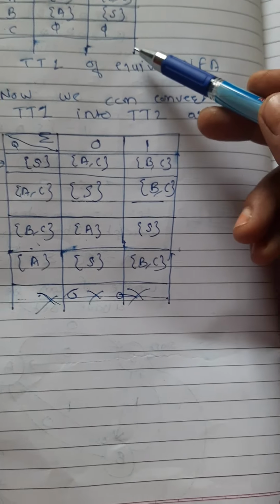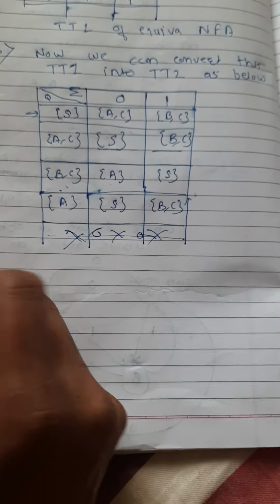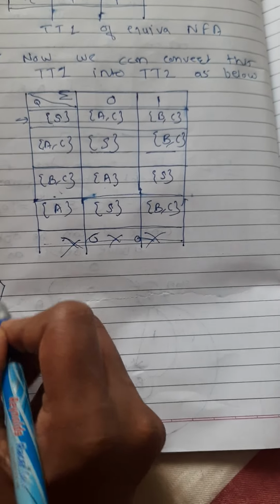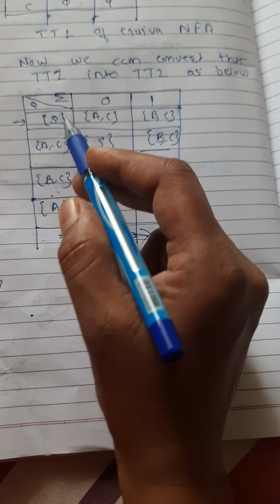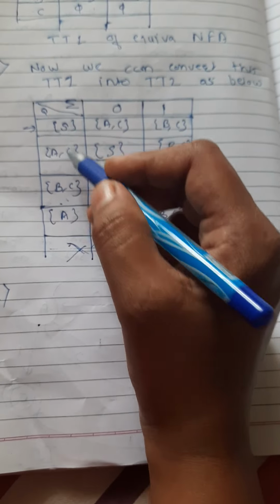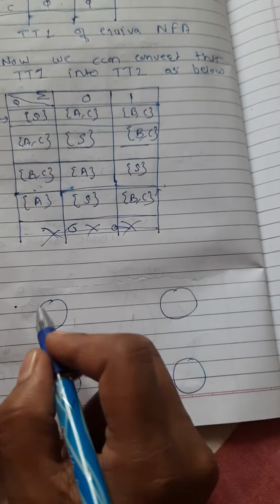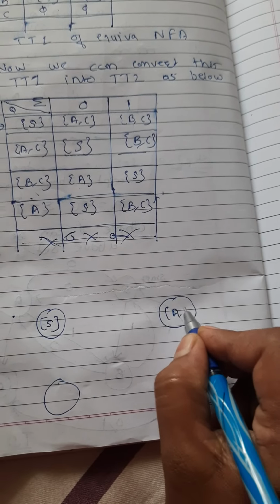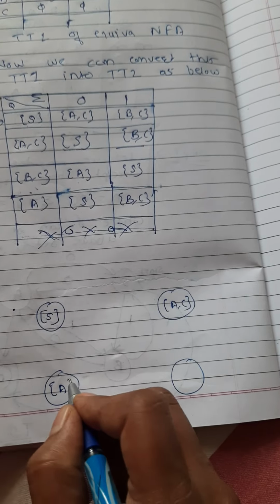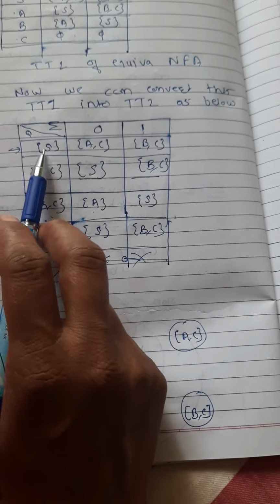This way we converted transition table 1 into transition table 2 by using the subset construction method. Now just obtain the diagram of this one. You know very well how to obtain the diagram. Draw as many circles as the number of subsets we added here: 3, 4. Then S, and instead of curly brackets just write A C, then A, and then BC, four subsets. Which will be the initial state? This one.